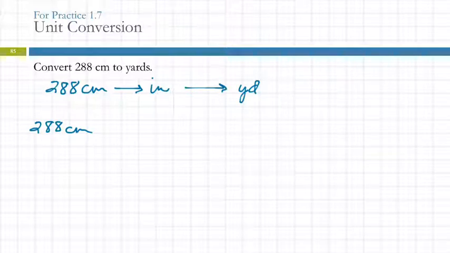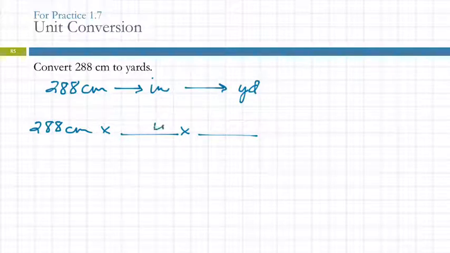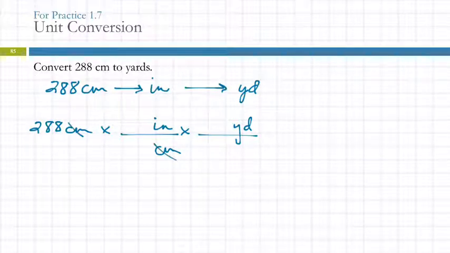After that, it's just follow the pattern. Two arrows, two fractions: centimeters to inches to yards. I put centimeters down here, so they cancel out. I put inches down here, so they cancel out. All my units are fine.